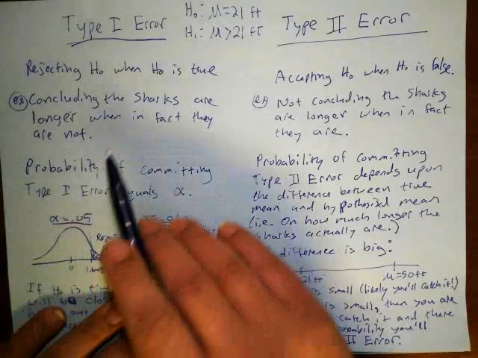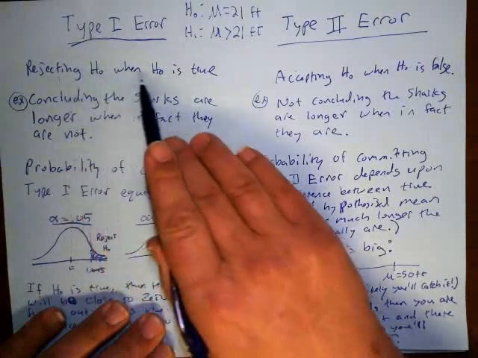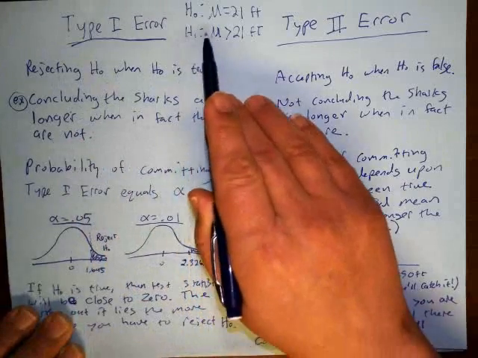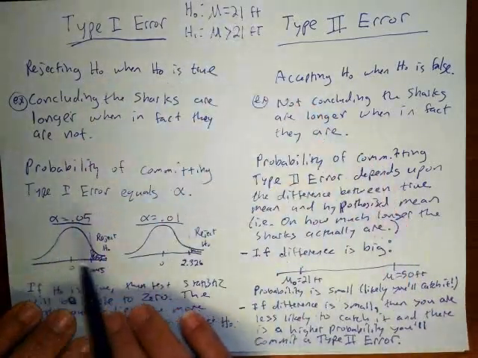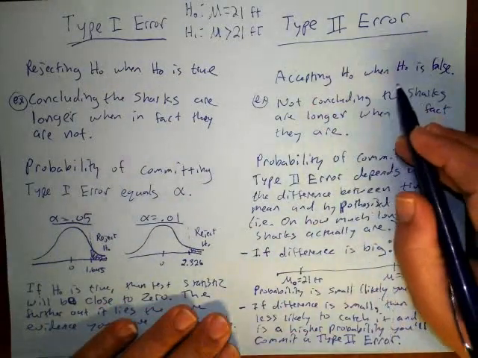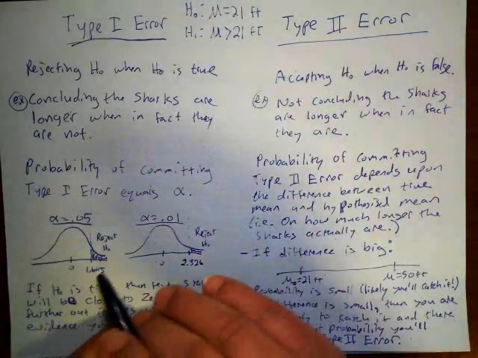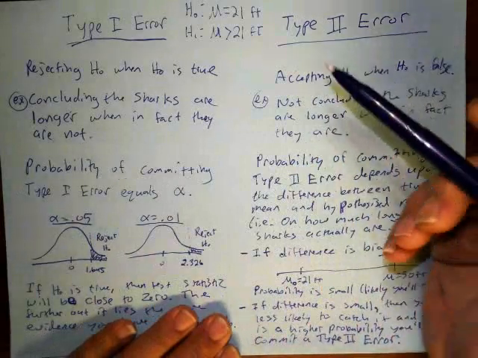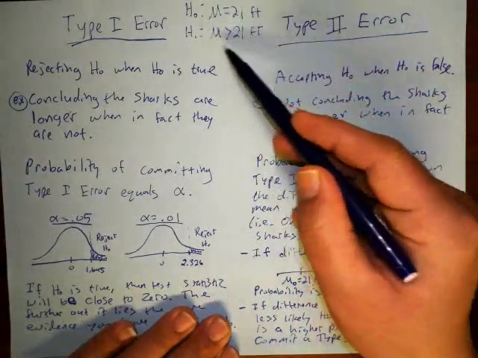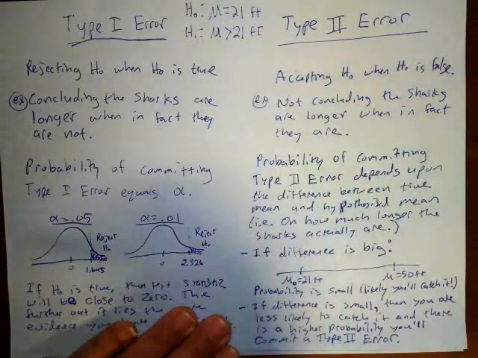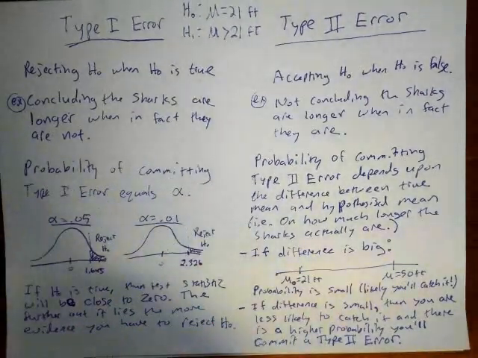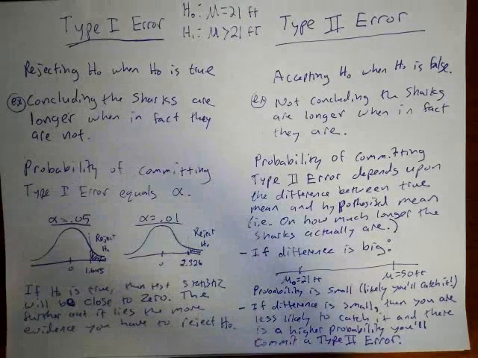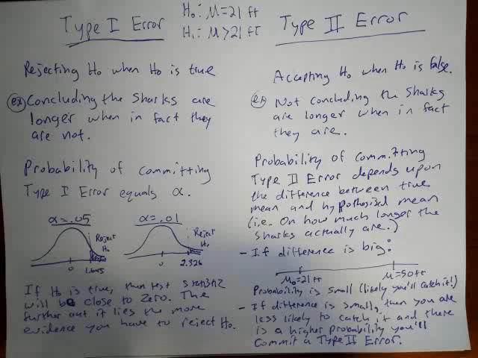Okay? So those are the two types of errors. The type 1 error is rejecting H0 when H0 is true, which means you're concluding that the sharks are longer when in fact they're not. And then the type 2 error would be accepting H0 when H0 is false. So you're not concluding that they're longer when in fact they really are. Okay? So it takes some thought. You really got to pick this apart for yourself to fully understand it.